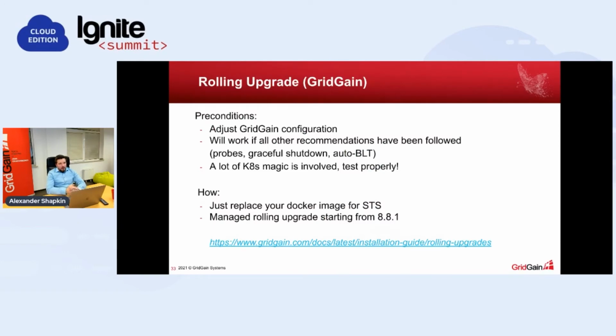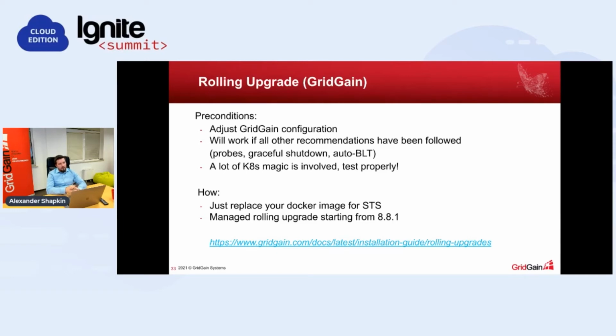To perform a rolling upgrade, the following preconditions have to be met. You need to enable the rolling upgrade mode in your GridGain configuration. It is very important to verify that all other recommendations have been followed, like setting up the probes, the graceful shutdown, and so on. It is also important to test this behavior well before running on production.